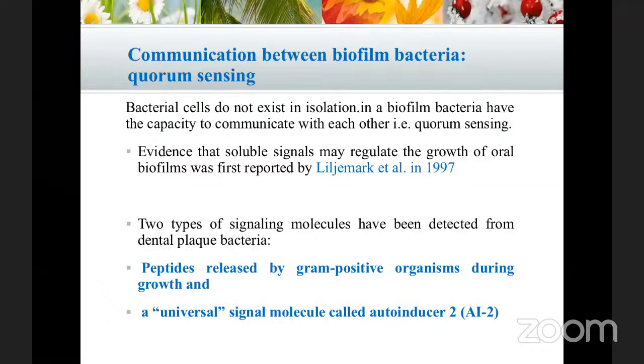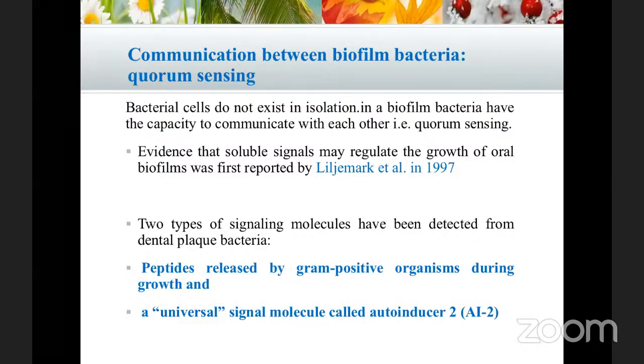And this quorum sensing is basically this type of signaling, detected through peptides. There are two types. In gram positive bacteria, generally peptides are released during growth, and they signal that I have reached this condition, now you stop, I have got this thing, you can take this thing. In gram positive, it's peptides.